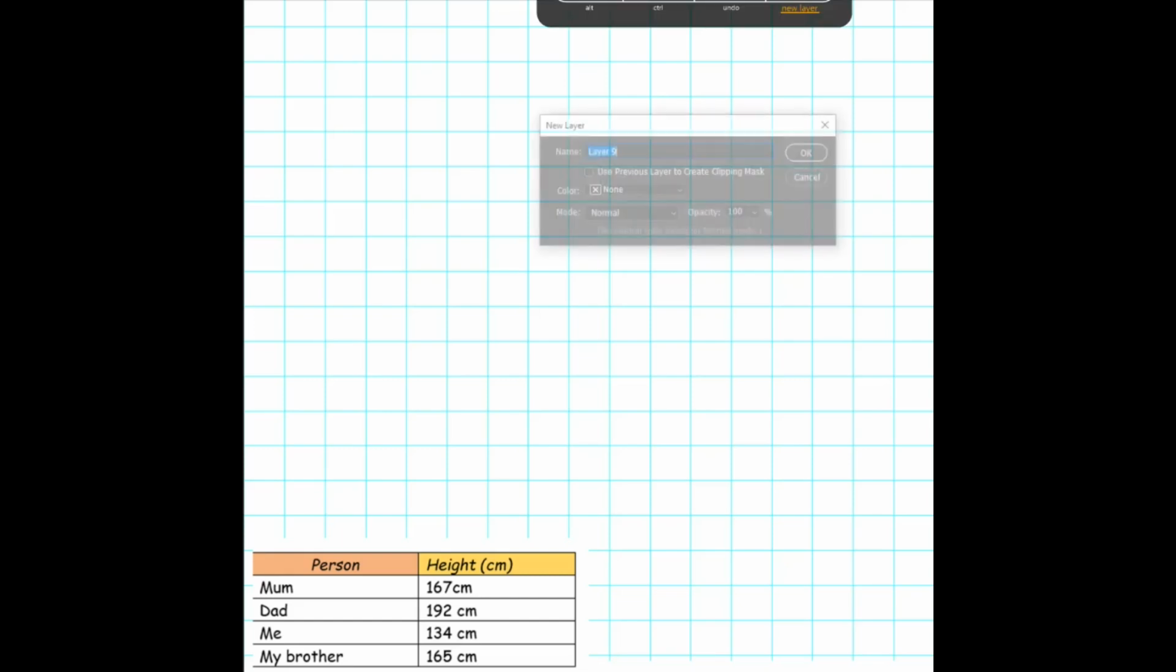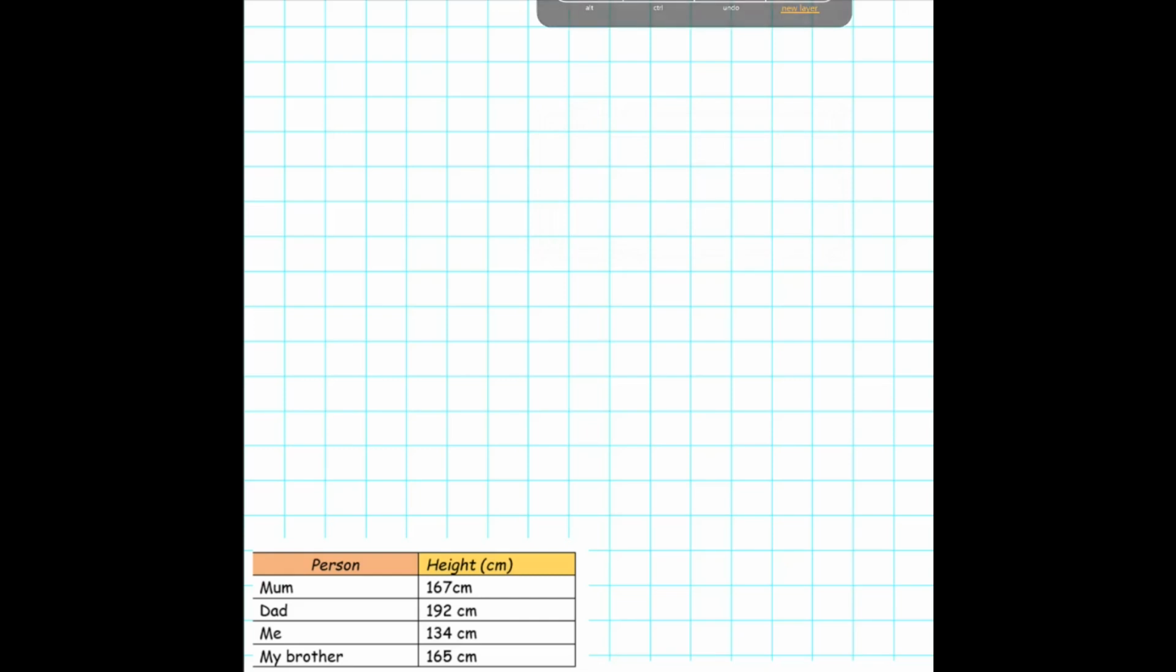Alright, let's get started, shall we? The first thing that we need to think about is our x and our y axes. If you remember, we have the y-axis, which is the vertical line, and we have the x-axis, which is our horizontal line.